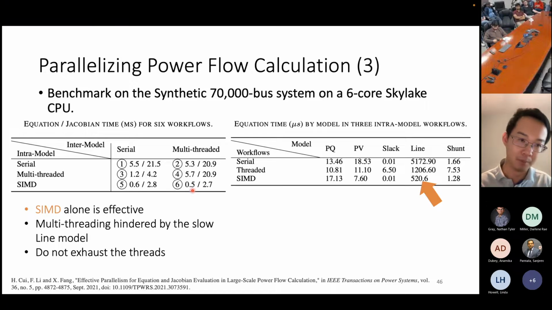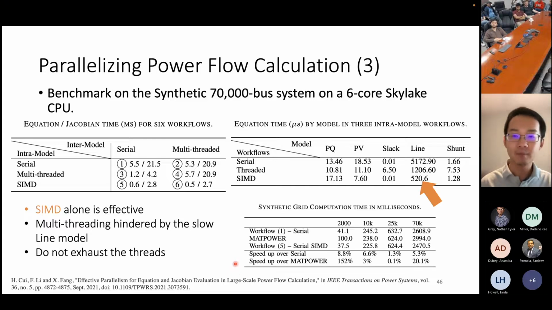We can use multi-threading for multiple cases instead of just accelerating that 0.1 millisecond. So we don't want to exhaust the threads.